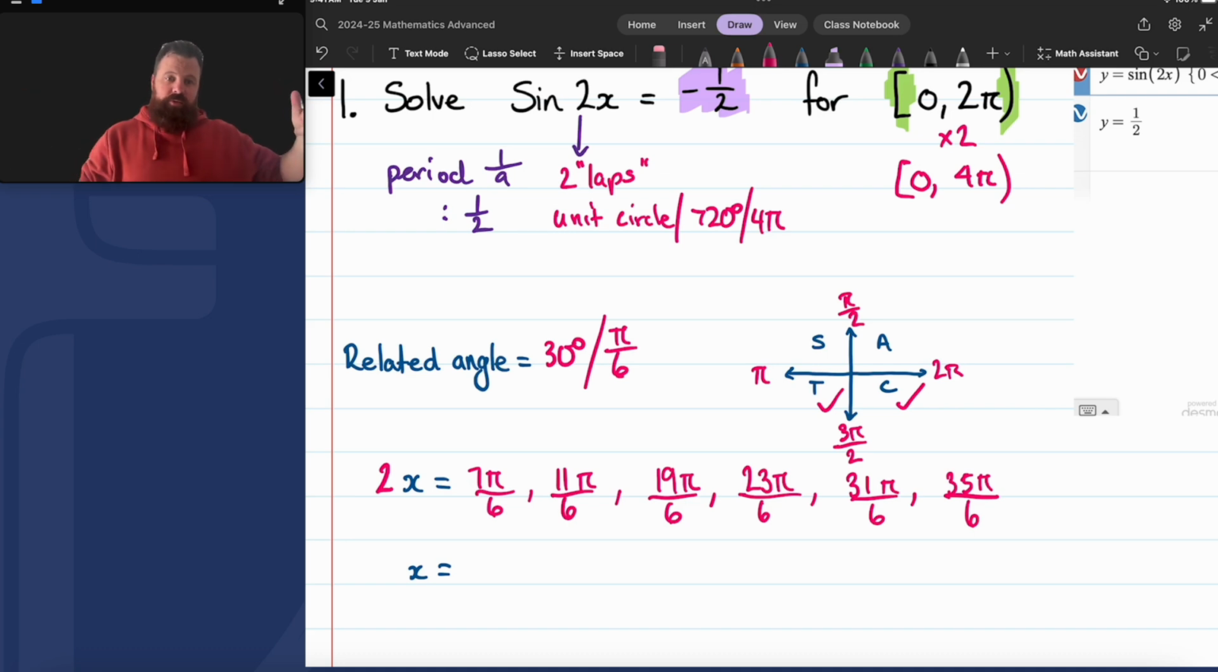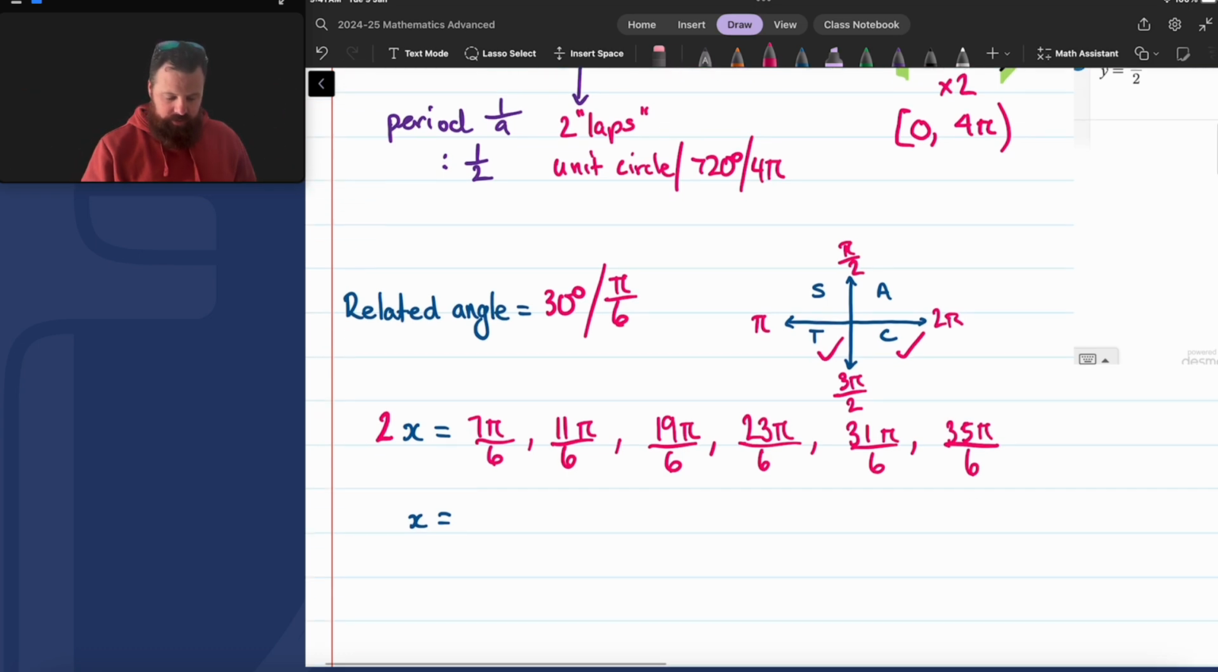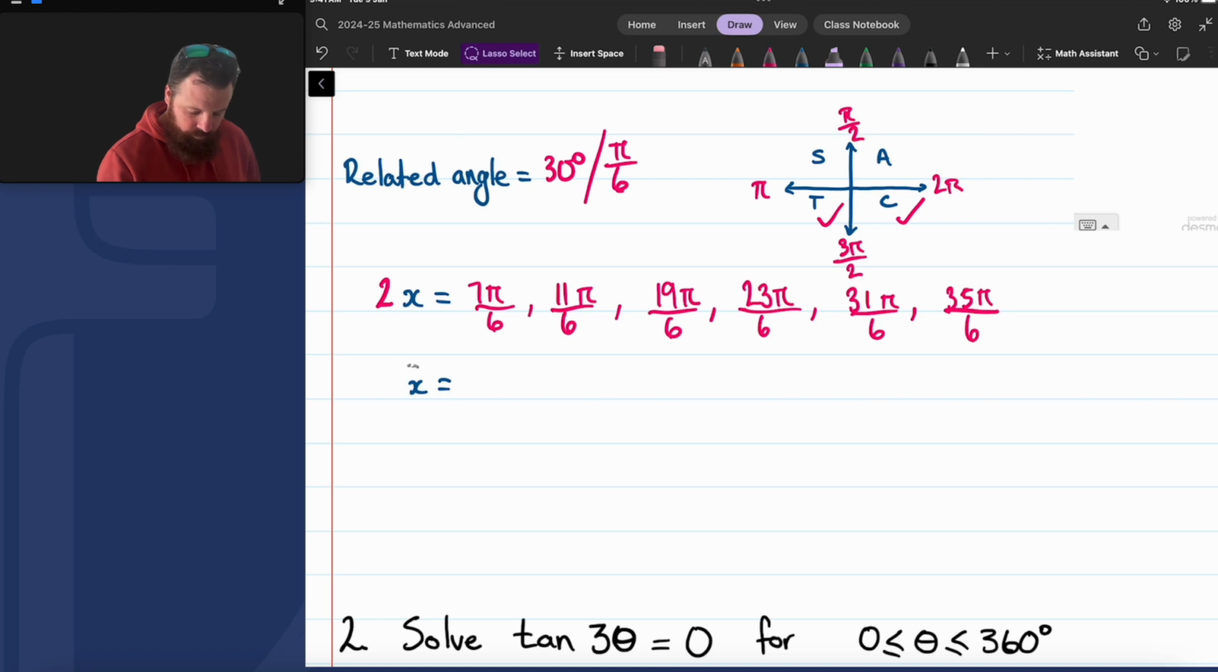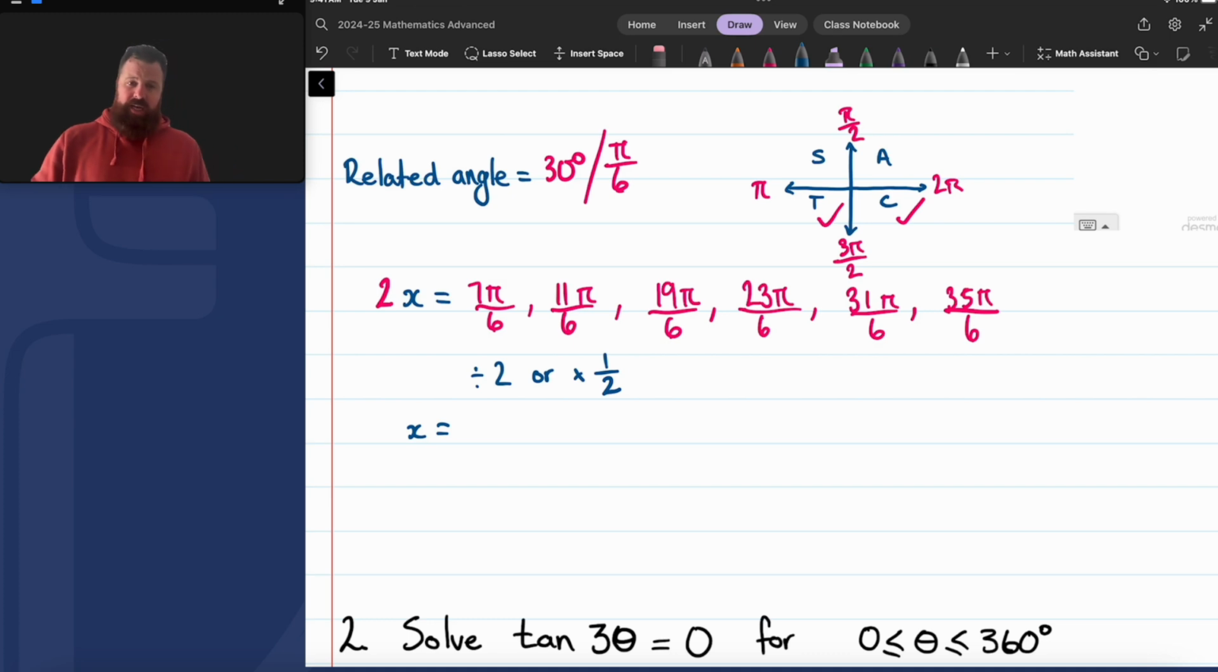Algebraically, how would I get from 2x down to x? Well, I'm going to divide everything by 2, or because we're dealing with fractions and fractions are our friends and it's easy to deal with, I'm just going to multiply everything by half. 7 pi on 6 times half, that's 7 pi on 12.